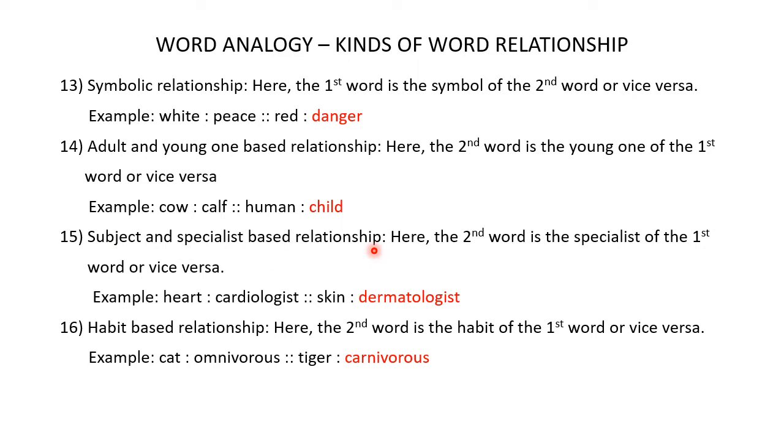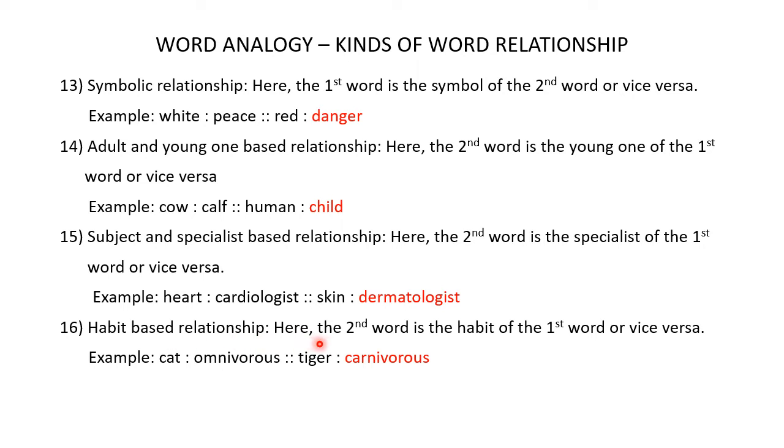Subject and specialist based relationship. Here the second word is the specialist of the first word, or vice versa. For example, a heart specialist is called a cardiologist. Similarly, a skin specialist is called a dermatologist.